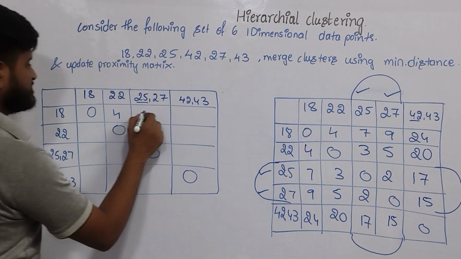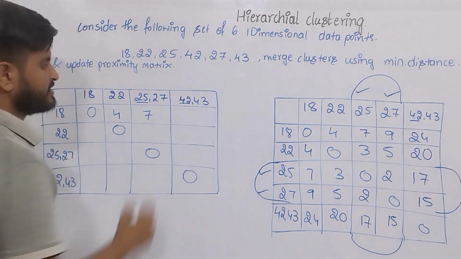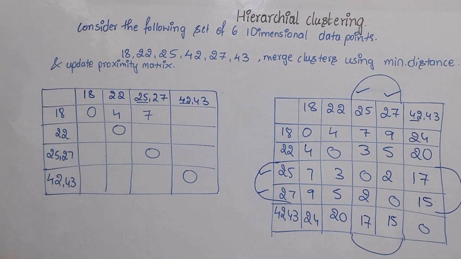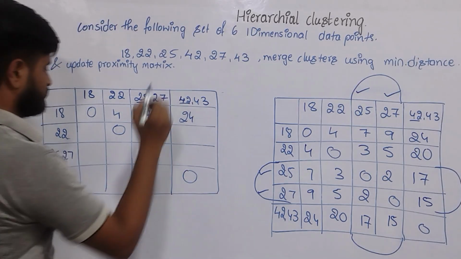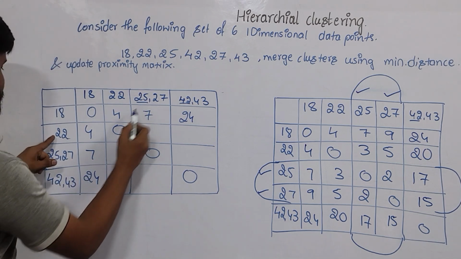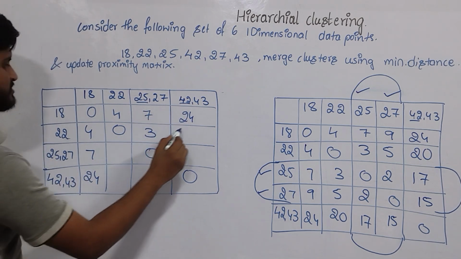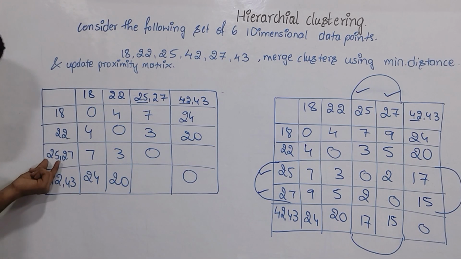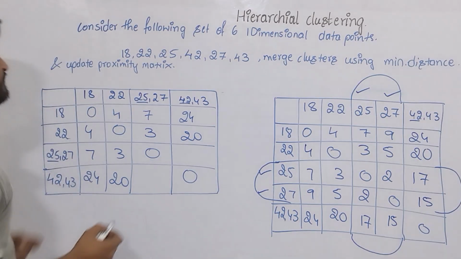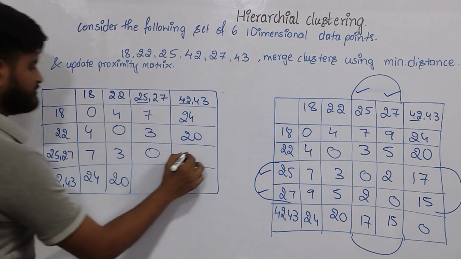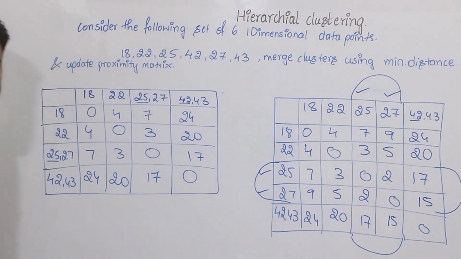25 minus 18 will be 7. 42 and 43 are there. You will be choosing 42 to get the minimum distance. 42 minus 18 will be 24. Next, just copy them in the column. 25 minus 22 will be 3. 42 minus 22 will be 20. 3, 20. 42 is there here, 25 and 27. You must take the least value, that is the smallest value, 25. 42 minus 25 will be 17. Just copy it in the column also.